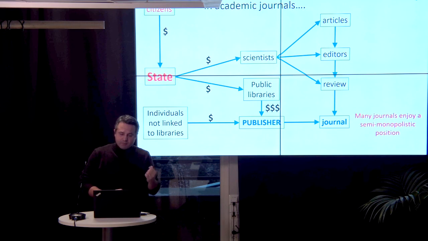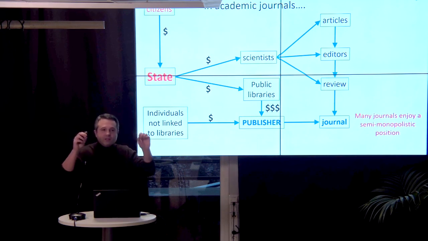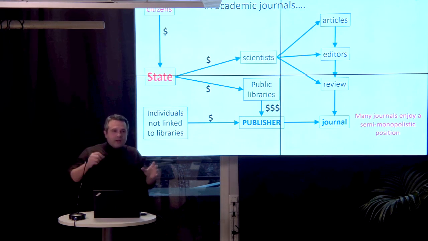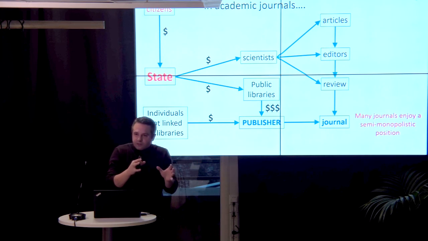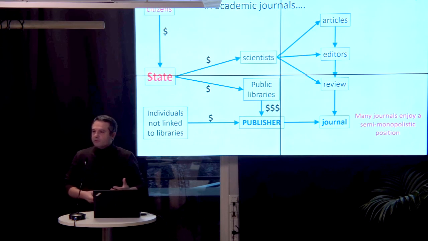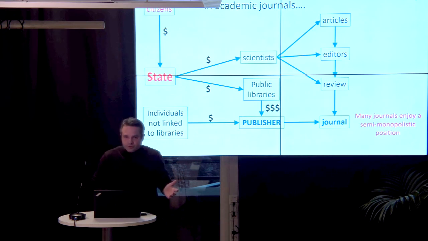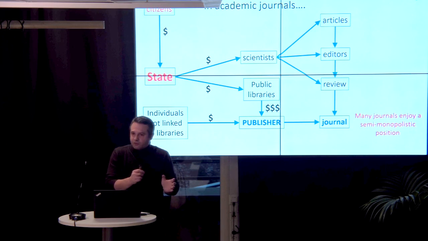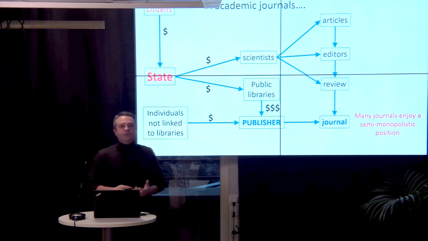And many journals actually enjoy a semi-monopolistic position because there is not perfect competition between journals. Typically, you have many niches in science, and journals try to occupy a specific niche. So myself, Frederick, when we choose a journal, we cannot choose among 20, 30 journals. There are 3, 4, 5 journals. So this gave them a kind of semi-monopolistic position, which you can typically exploit for profits.